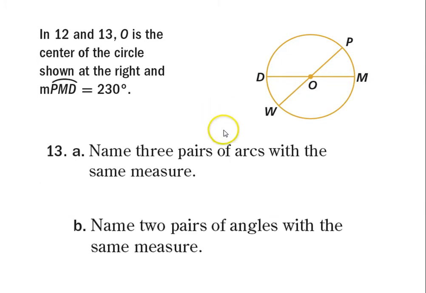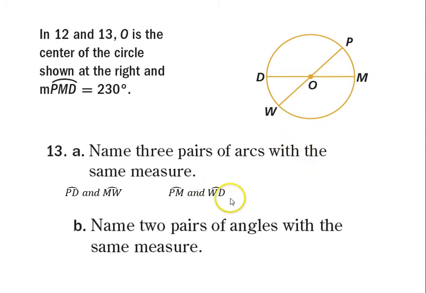Number 13 is asking us to name 3 pairs of arcs with the same measure, and there are many different answers here, but one pair of arcs that have the same measure are P to D and M to W. P to D, right here, is that 130 that we found before, and M to W. If we go back and look at the previous example where we had those numbers, we could see that this was 130 and M to W was 130. So those are the same measure.